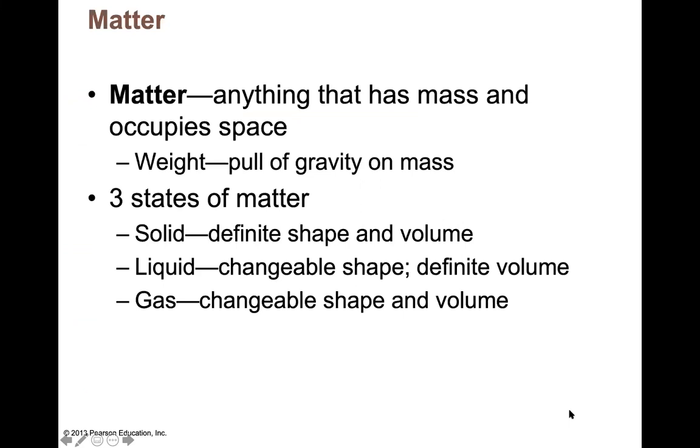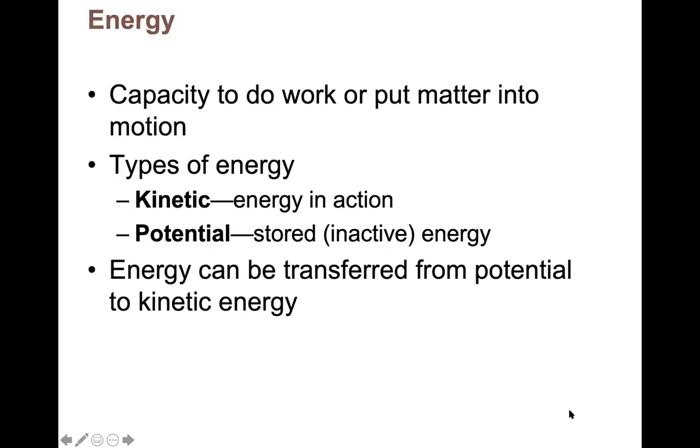So matter is anything that has mass and can occupy space, and there are three states of matter: solid, liquid, and gas. Energy is the capacity to do work or put matter into motion. We typically have two forms of energy: kinetic energy and potential energy. Kinetic energy is energy that's in motion or action, and potential energy is stored or inactive energy. Energy can be transferred from potential energy to kinetic energy.